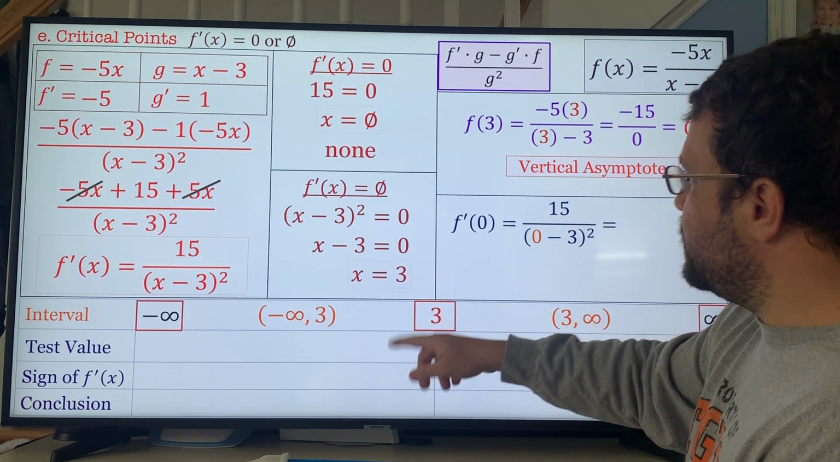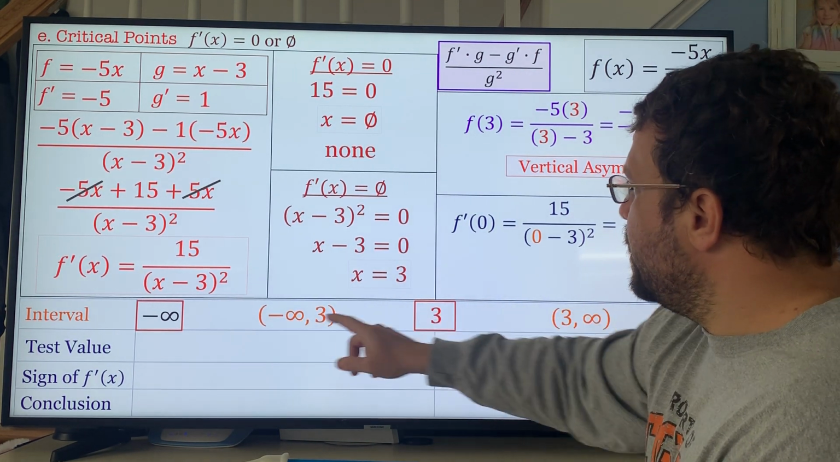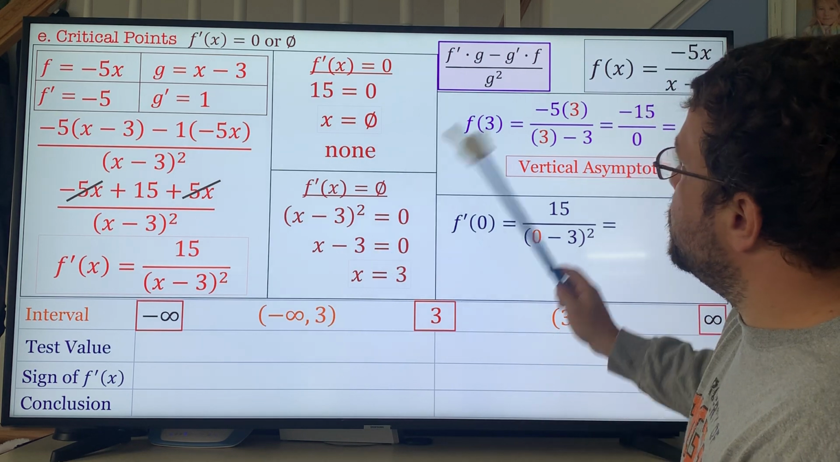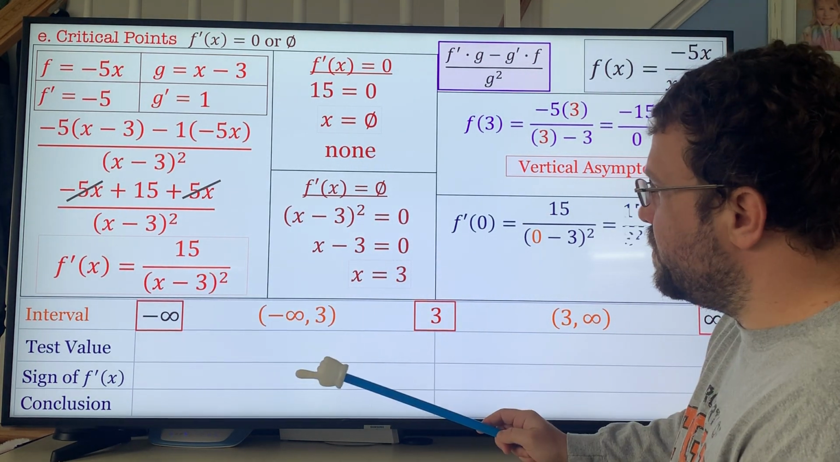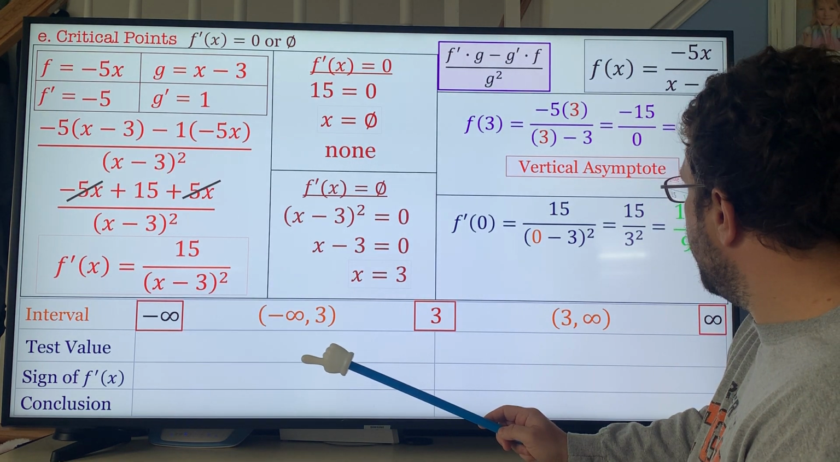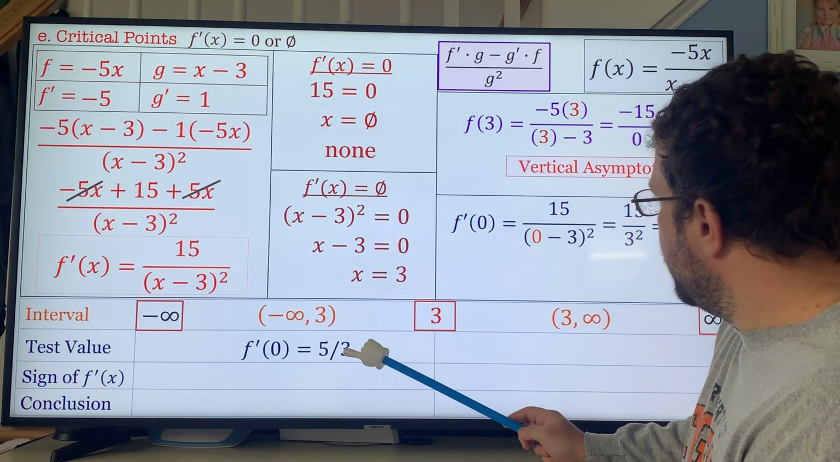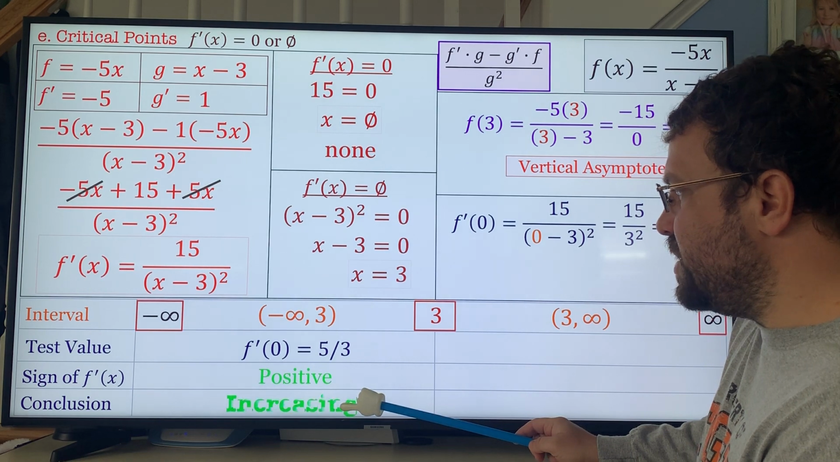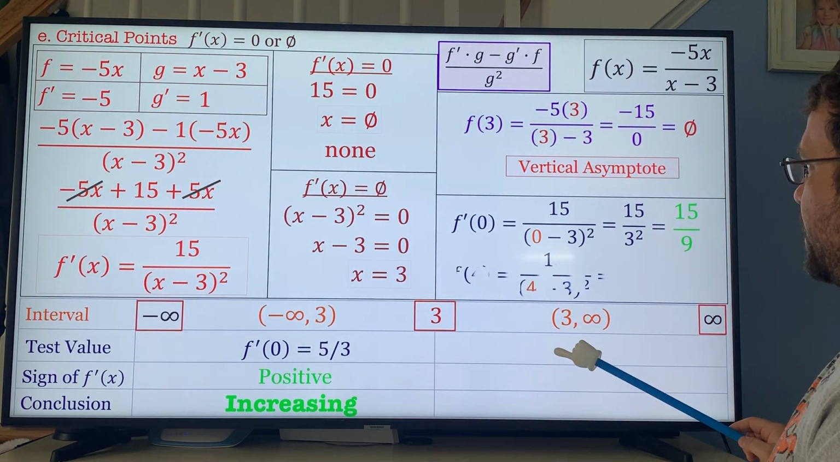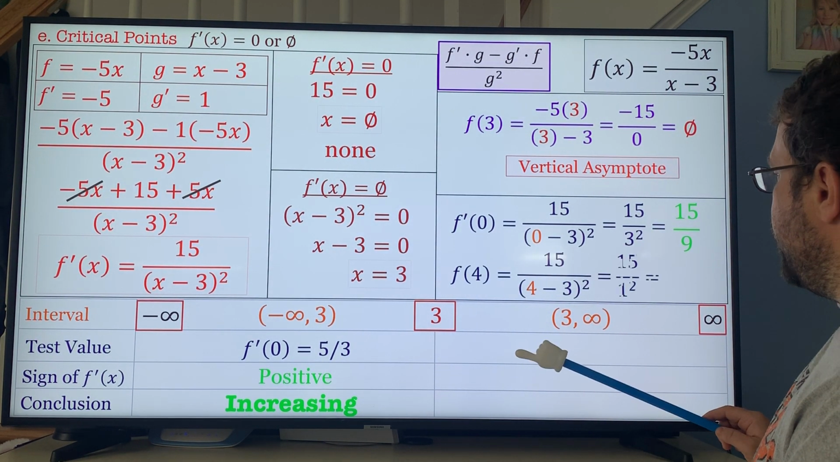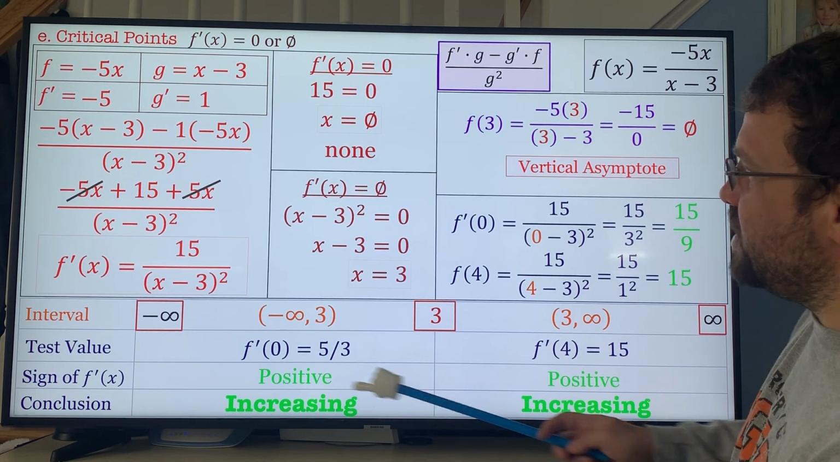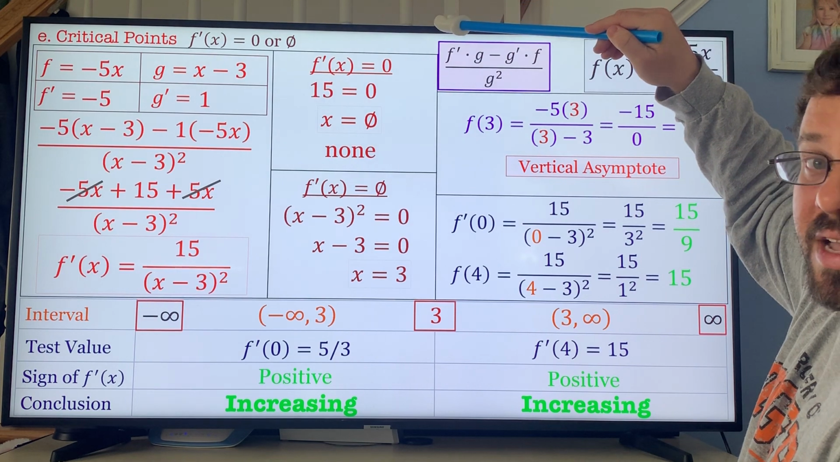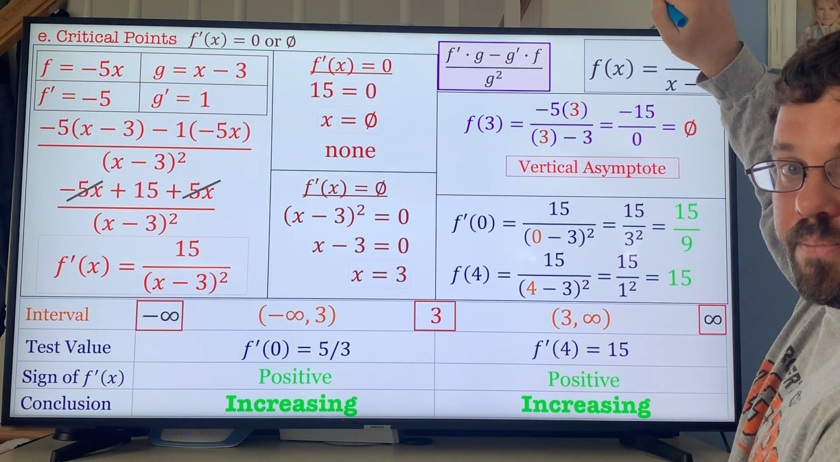So let's take a test number such as 0. Plug it into the, where's my derivative? I lost my derivative. Here. 15 over 0 minus 3 squared is 15 over 9, or 5 over 3, which is positive, which is increasing. Now say I pick a number here like 4. You get 15 over 1, which is 15. 15 is also positive, so it's increasing. So the graph increases till it gets to the asymptote, and then it increases again.